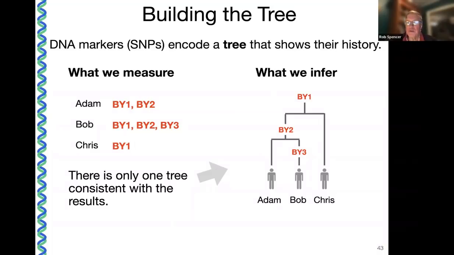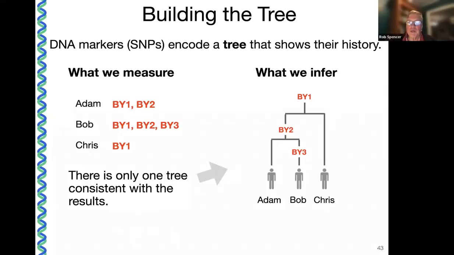Adam, Bob, and Chris are three guys, and they do DNA testing, and they get back the results. All of them have marker BY1. Adam and Bob have BY2, and Bob alone has BY3. Well, so what? Well, I challenge you to get out pencil and paper and play around with it. There's no easy way to express this as a set of rules, although it can be, of course, coded in software. But there's only one tree that will accommodate that result.